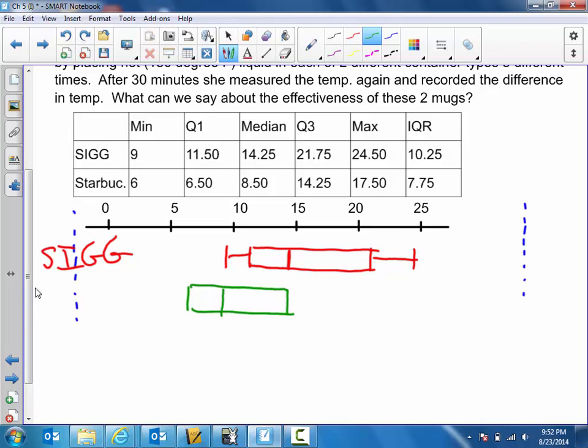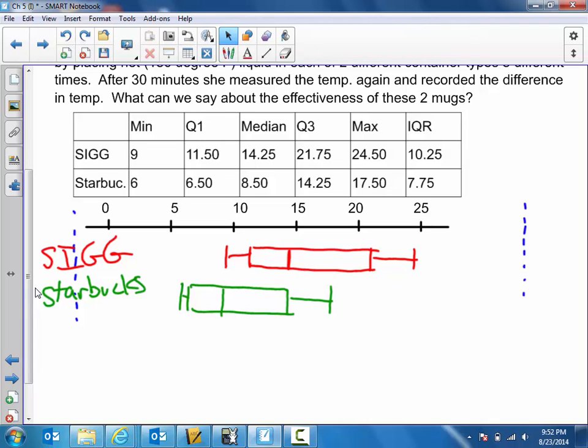Okay, there's your box. The fences, again, are really far from that. The min and the max are going to fit within those fences, so I'm not going to bother to draw them. Min is at 6, right here. The max is at 17.50, halfway between 15 and 20. And there you go. So that's Starbucks.